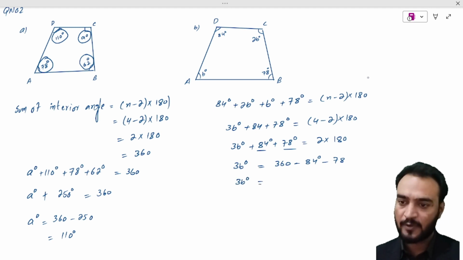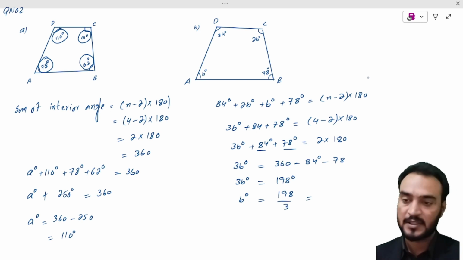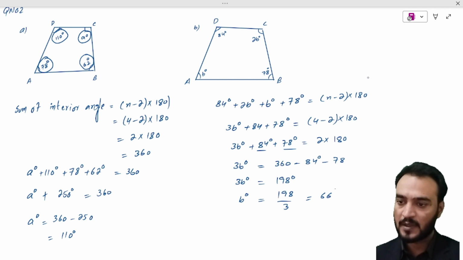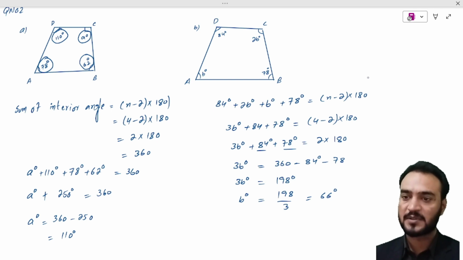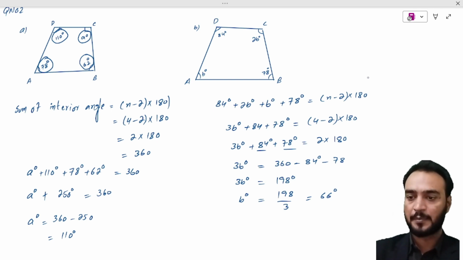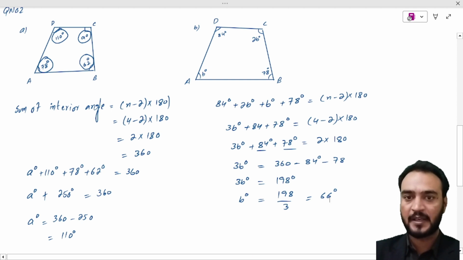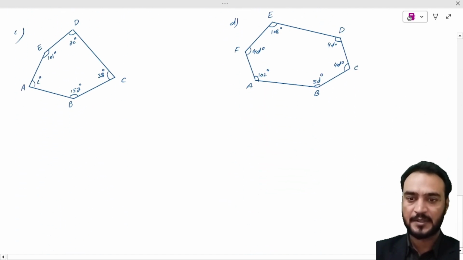3b degree equals 198 degrees, and dividing it by 3, we get 198 divided by 3. So the answer is 66 degrees. This becomes the value of the unknown b degree in part B. Now let us solve part C.